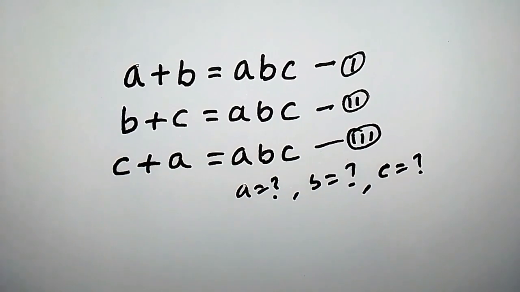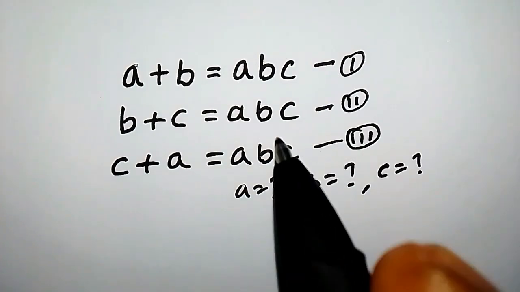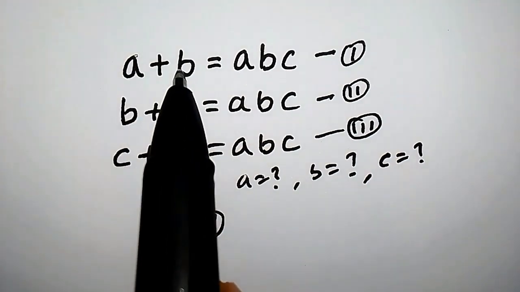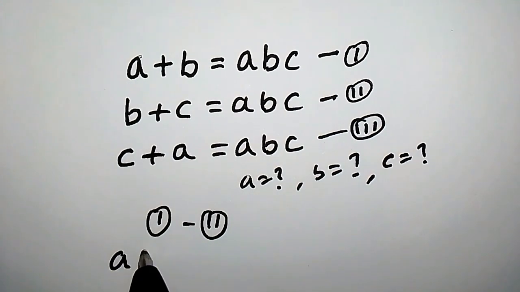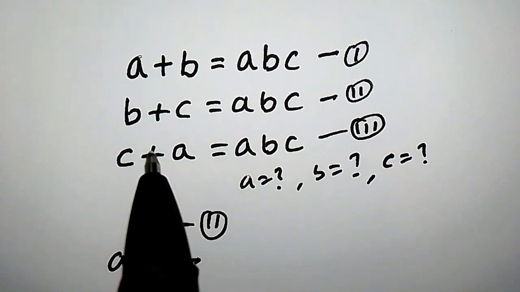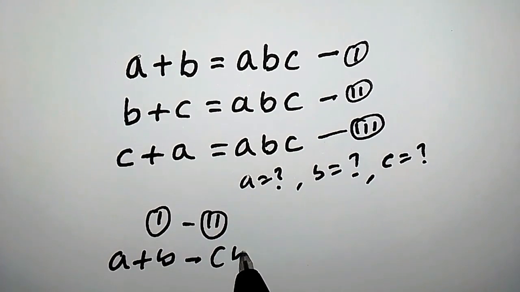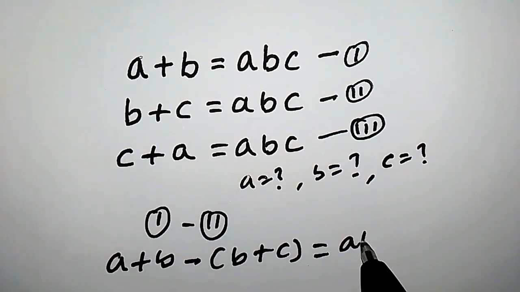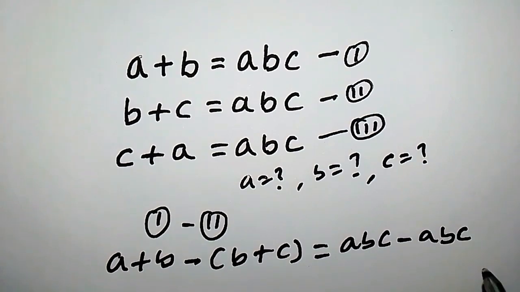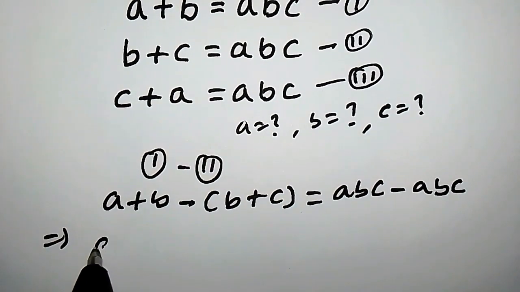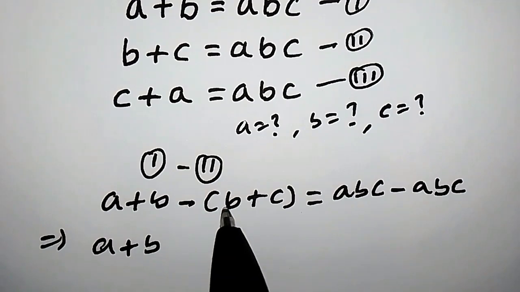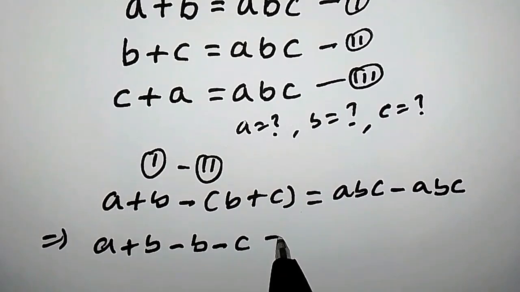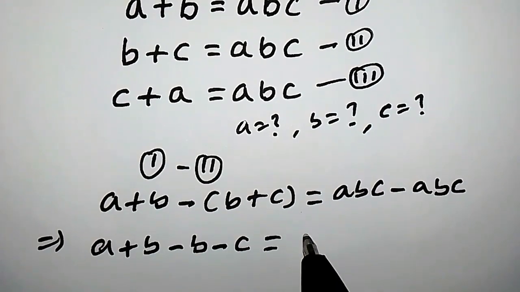The first thing we are going to do is to subtract equation 2 from equation 1. That is equation 1 minus equation 2. The left hand side of equation 1 is A plus B. So we have A plus B minus the left hand side of equation 2, B plus C, equal to ABC minus ABC. This means that A plus B minus B, that is minus B, minus times plus, that is minus C, equal to ABC minus ABC, that is 0.